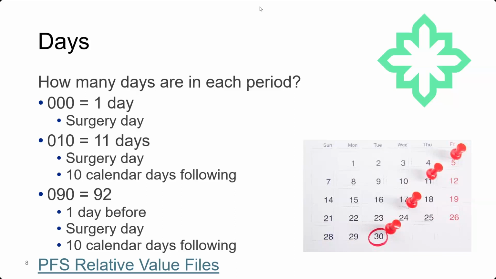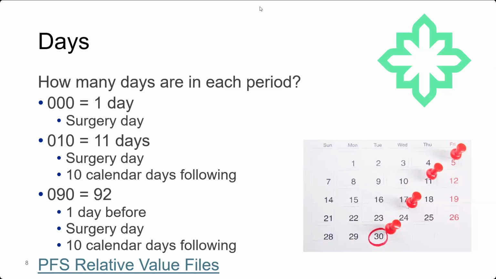CMS does have a 90-day global period, which is actually considered to be a major surgery by CMS. And this one is a little bit different in that it has the day before, the day of surgery, plus 90 days following. So the major procedures actually incorporate 92 days. Okay. So just a lot going back and forth with that.